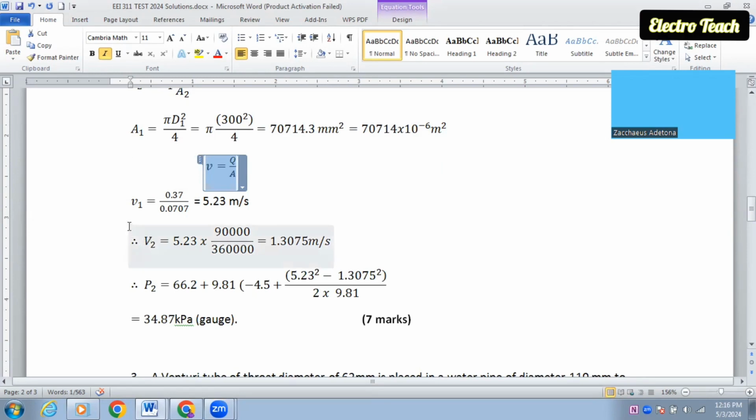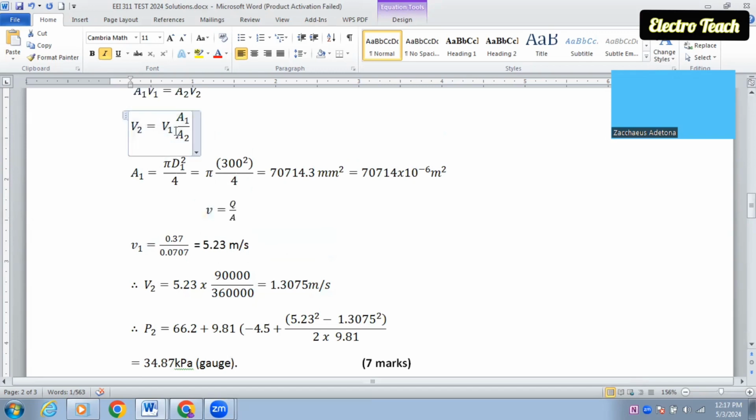Okay, now we can determine the value of V2 using the continuity equation from here. You can see the continuity equation here. So you can substitute the three parameters into the equation. We have V2 equals 5.23 times 90,000 divided by 360,000. That is, if you use the diameter in place of the area.